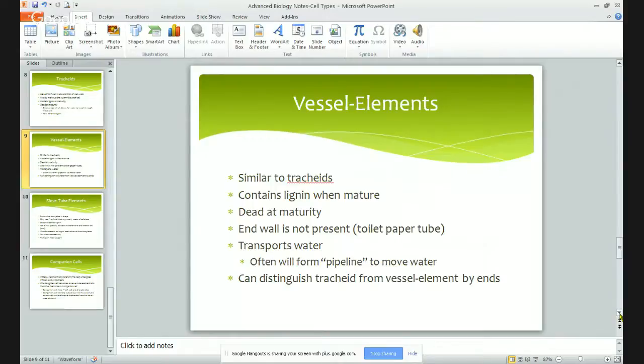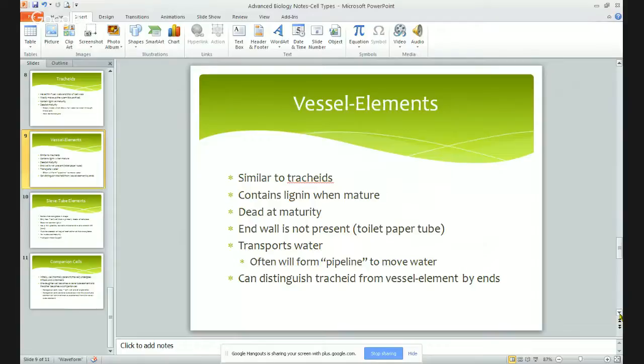We'll talk about this more. I don't know if we'll talk about it tomorrow after your quiz or if it'll be on Monday. But just so you know, vessel elements have what are called perforated end walls. We'll talk about the different types of end walls that you can have. But just so you know, they have perforated end walls, in case you're wondering.